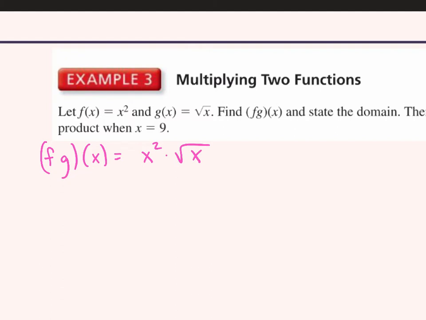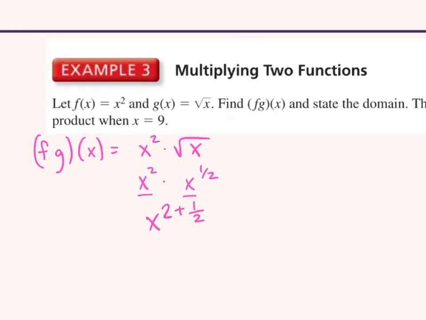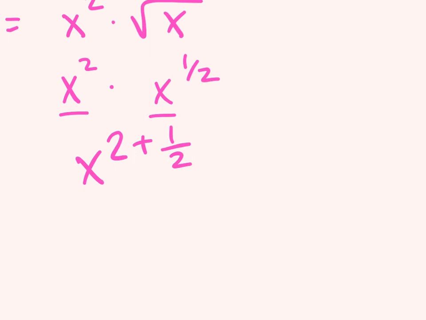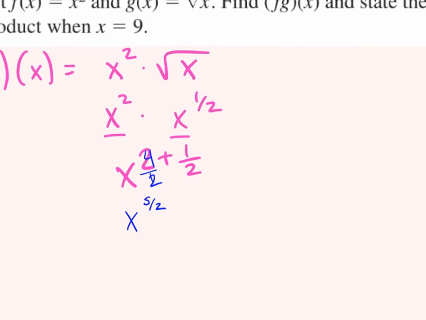If we wanted to make that square root of x an exponent, what would it be? 1/2. X to the power of 1/2. Now our bases are the same, so if we wanted to combine them, what do we have to do to the exponents? So we add them. If we're adding fractions, we need our denominator to be the same, so we can change this 2 to be what? 4/2? Because we make it 2/1. 2/1, multiply the top and the bottom by 2, so 4/2. So we get x to the power of 5/2. So this is our new function f times g of x.